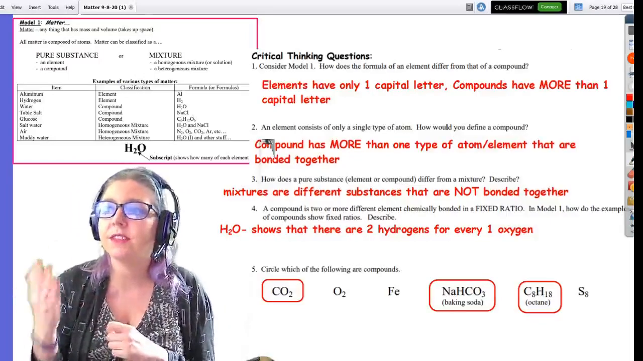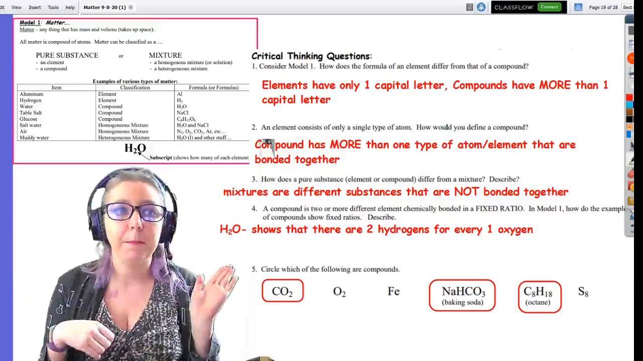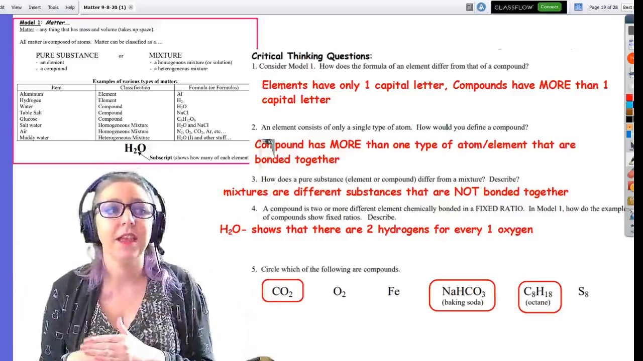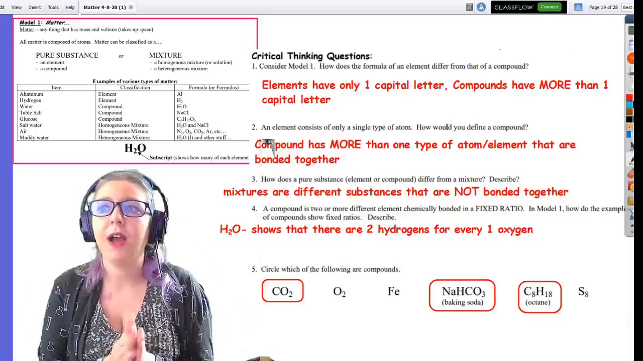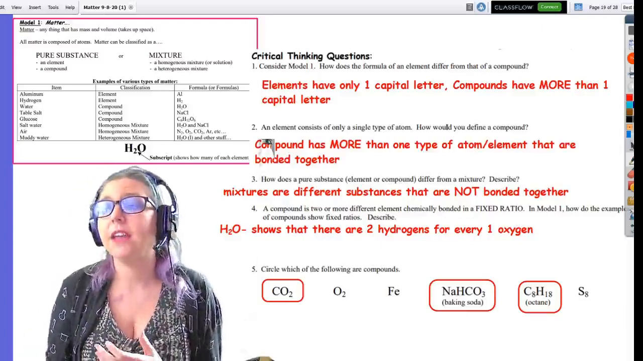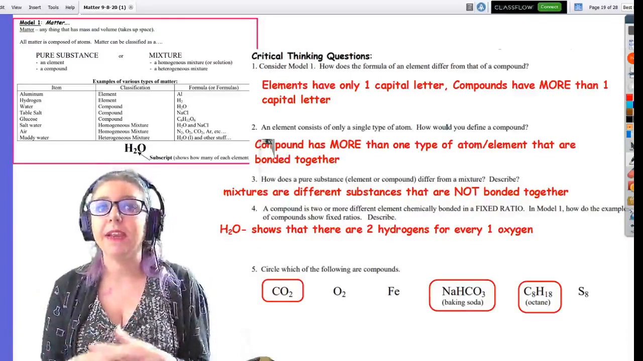So how does that subscript show us the fixed ratio? So I used H2O. That shows me that I have 2 hydrogens for every 1 oxygen. It has to be 2 hydrogens to every 1 oxygen. If I change that ratio, I get a new compound. So H2O is water. We need it to survive.